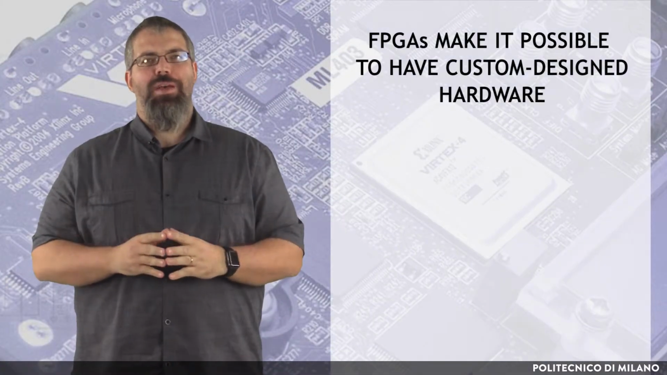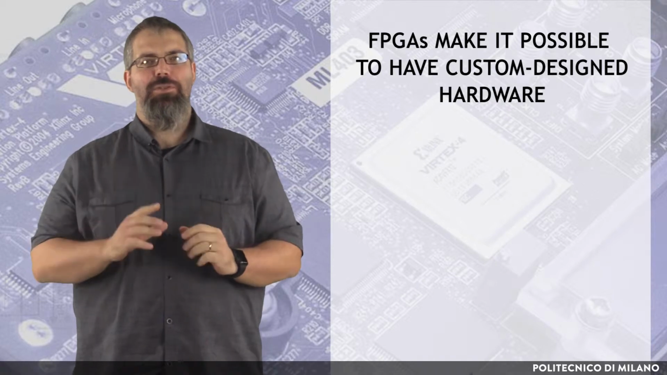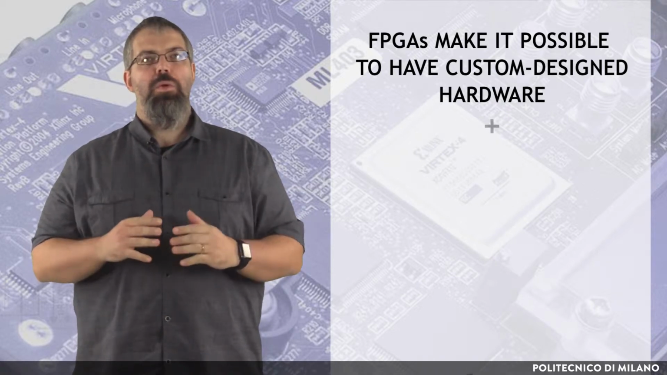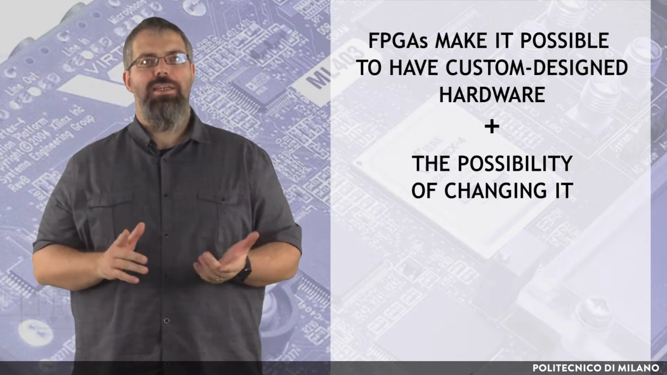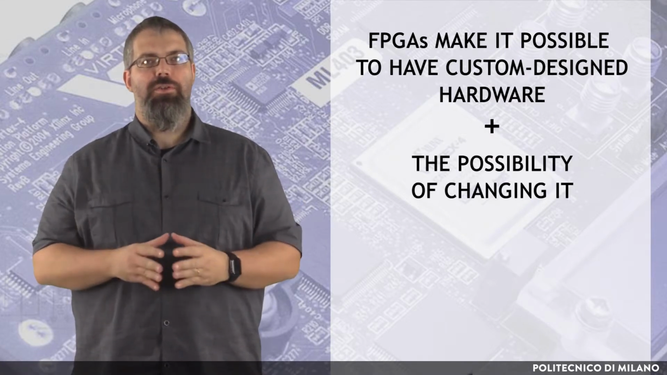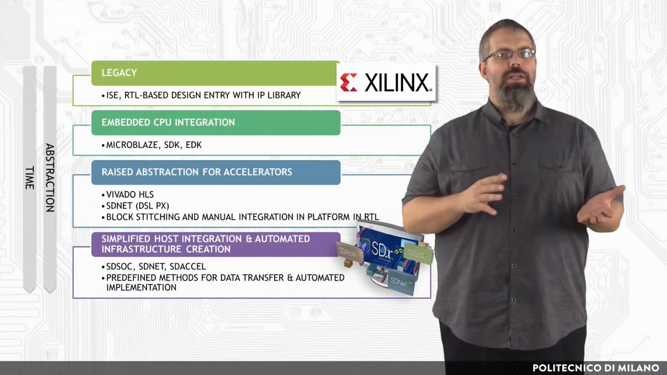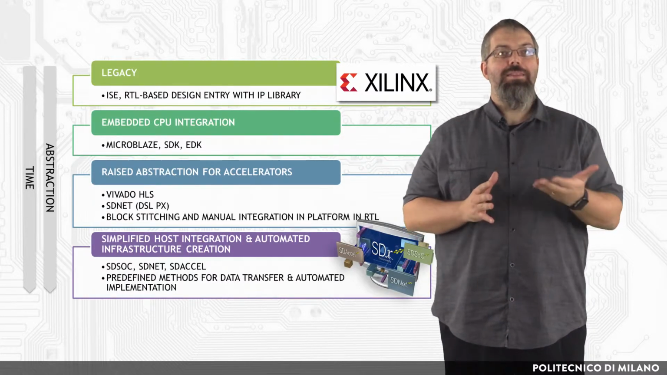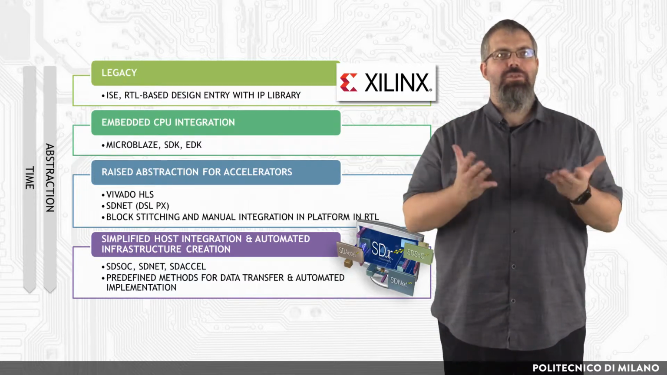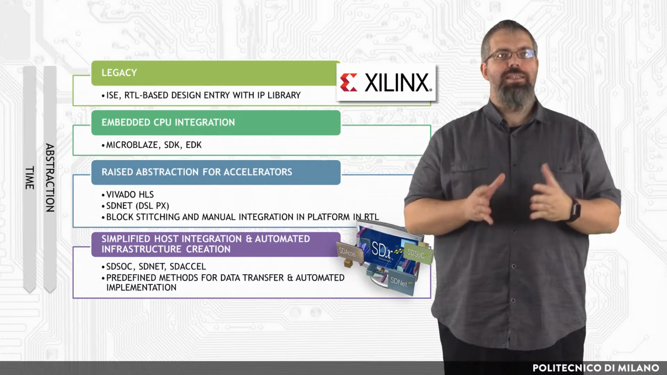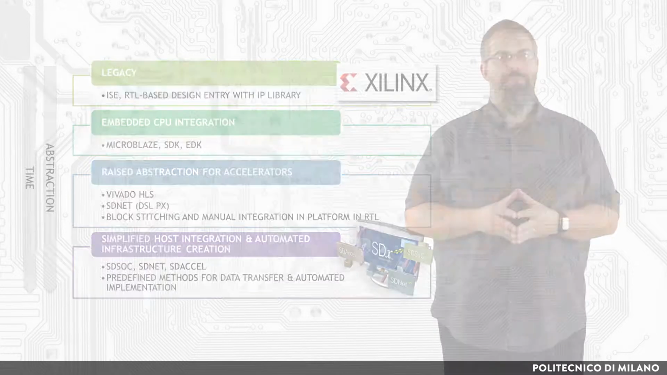FPGAs make it possible to have custom-designed high-density hardware in an electronic circuit, with the added bonus of having the possibility of changing it whenever there is the need, even while the whole application is still running. Nowadays, different languages can be used to describe the functionality that has to be implemented on the device. Once the functionality has been described, we can then use the design software of the device manufacturer to translate it into a configuration file for the device that can be downloaded on the FPGA.